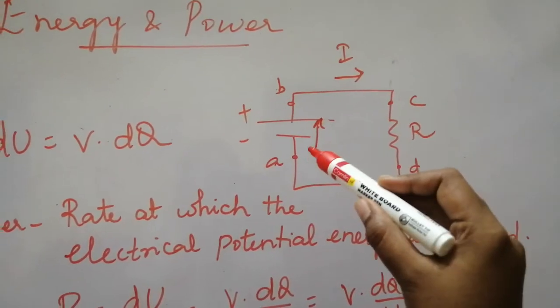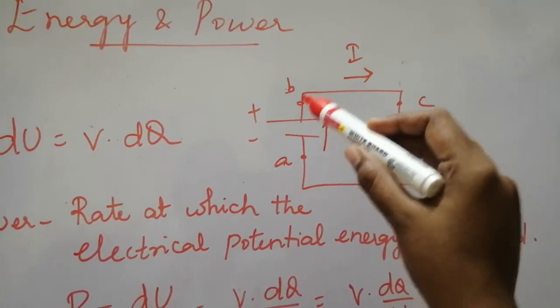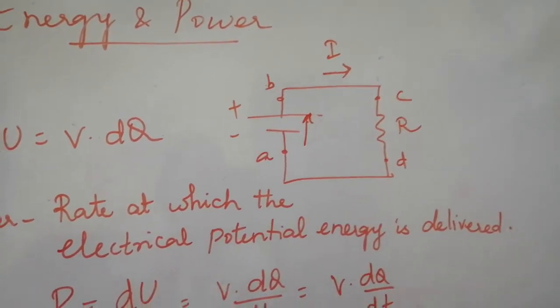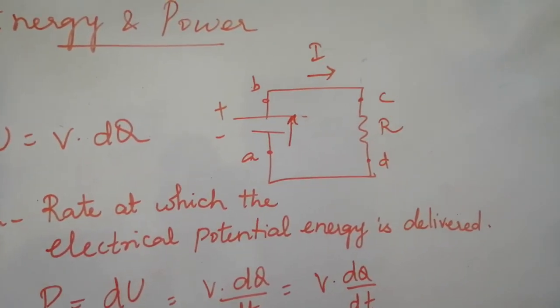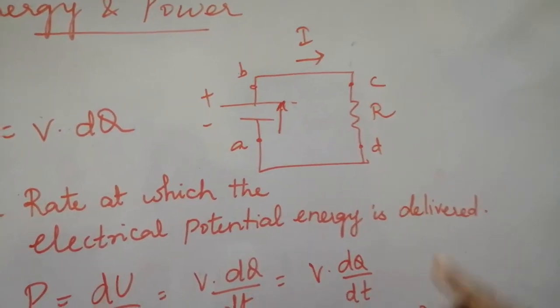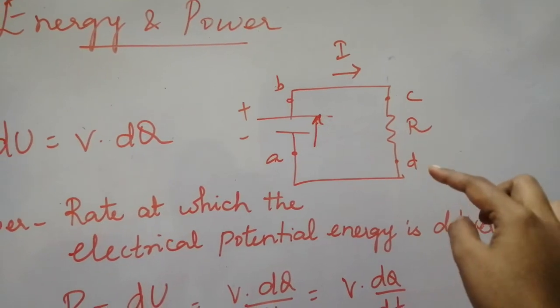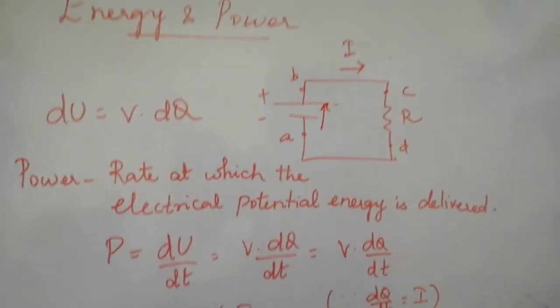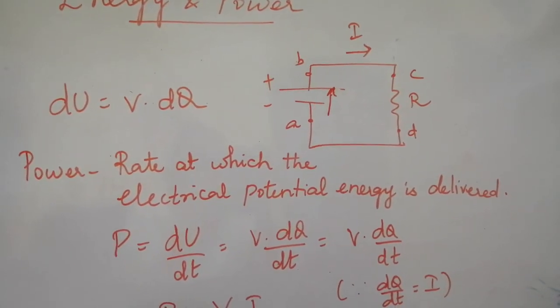The electrons flow out from the battery as the current and enter into the resistor. I have a resistor device connected to the circuit. The current enters the resistor, flows from point C to D, and ends up at A. This is how the current flows in the circuit.